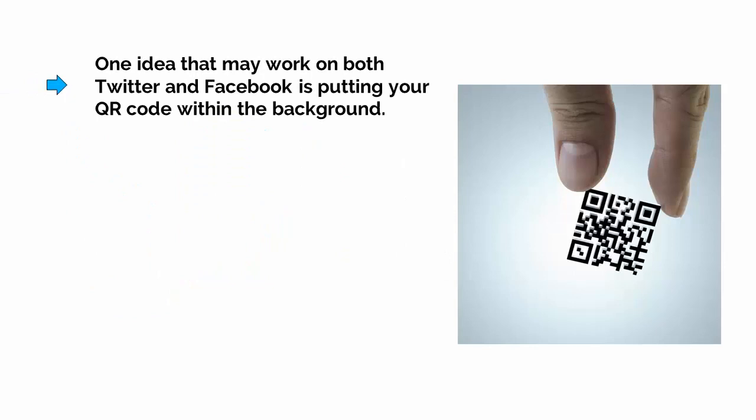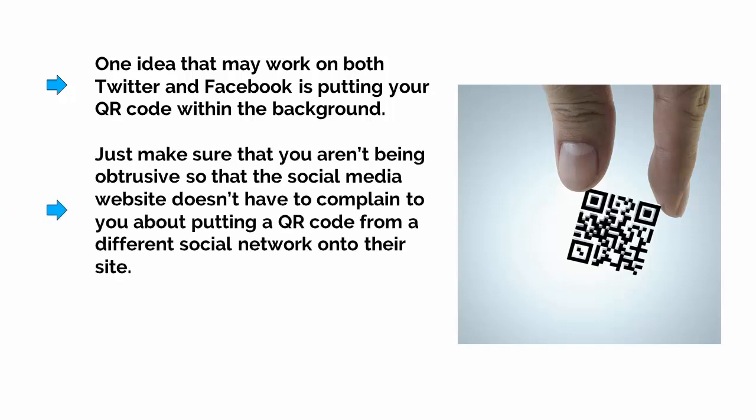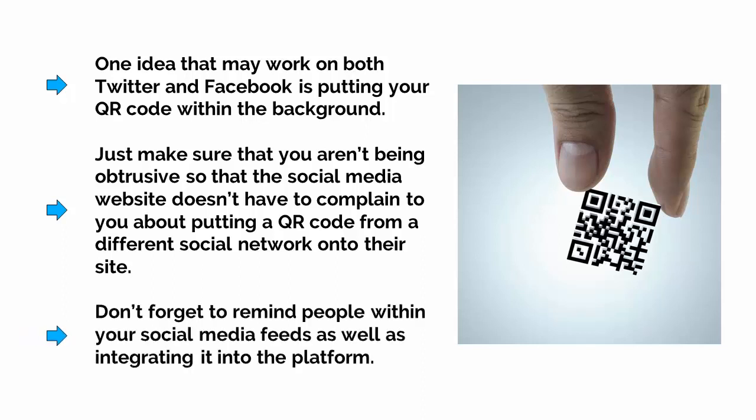One idea that may work on both Twitter and Facebook is putting your QR code within the background. In Twitter, that means the background that your tweets are sitting on, and on Facebook, you would have to put it in the larger header profile. Just make sure that you aren't being obtrusive so that the social media website doesn't have to complain to you about putting a QR code from a different social network onto their site, which usually they don't. And don't forget to remind people within your social media feeds as well as integrating it into your platform.